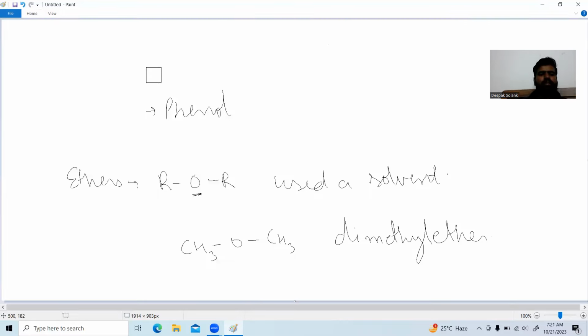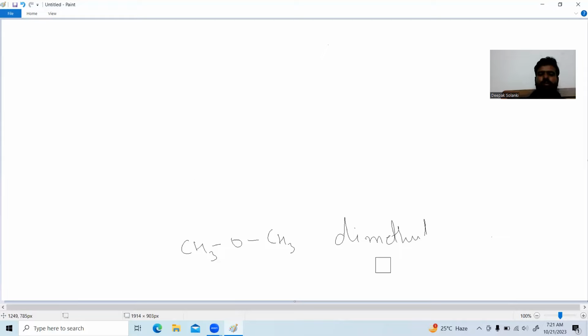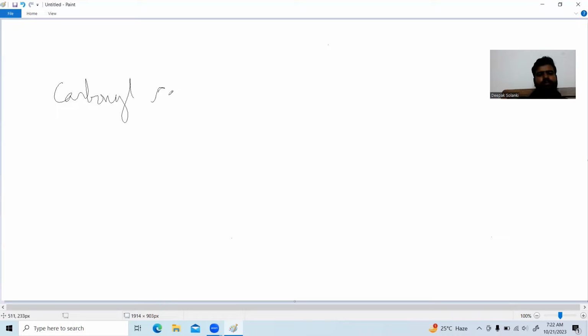And next, let's take an example of carbonyl compounds. What are the carbonyl compounds? C double bond O. When C double bond O is there, that will be the carbonyl compound. Okay, carbonyl compound. This is the carbonyl compound. You can write like this, or you can write like this also.